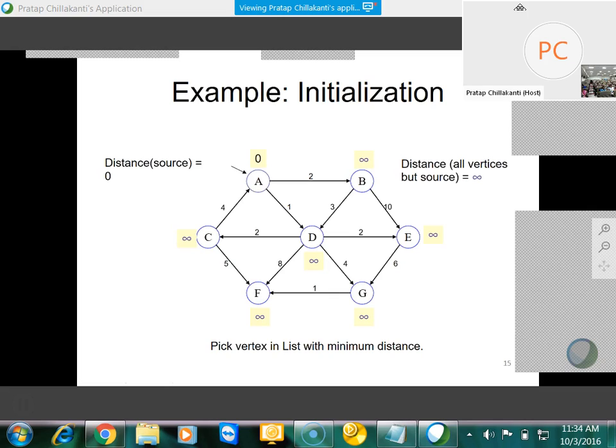So here is one similar example, based on the exercise that we did, right? So everything is initially marked infinity because you don't know what the shortest paths are. All vertices except the source. The source here is A.